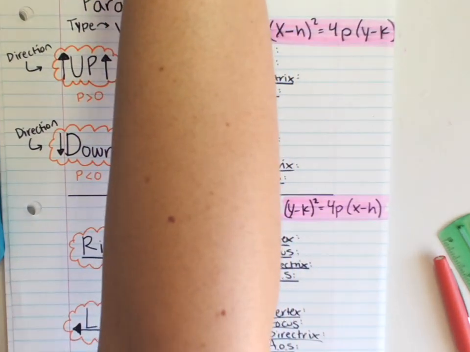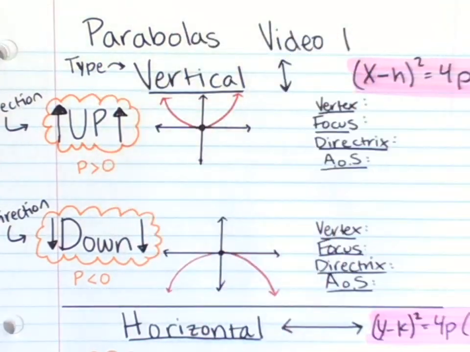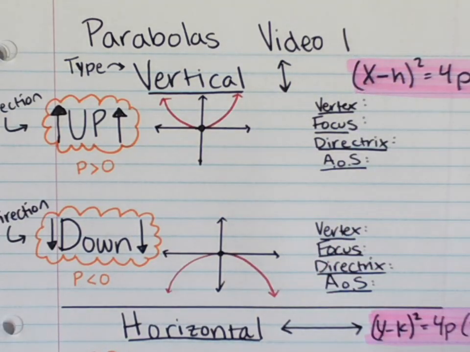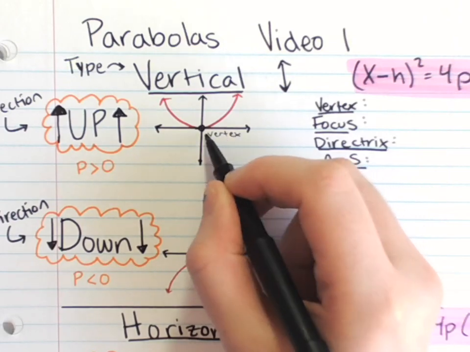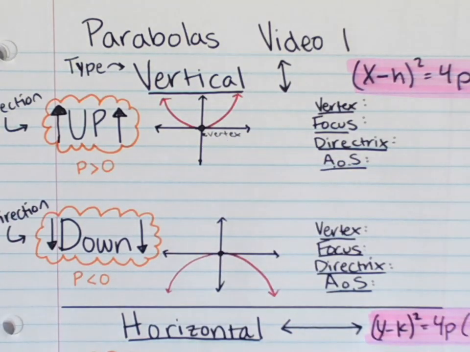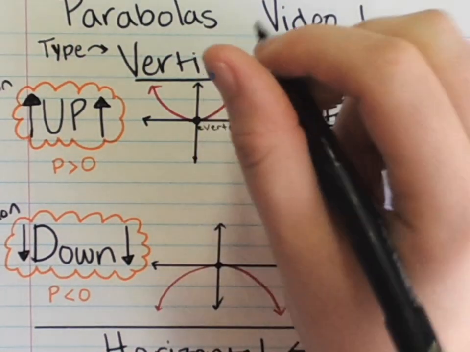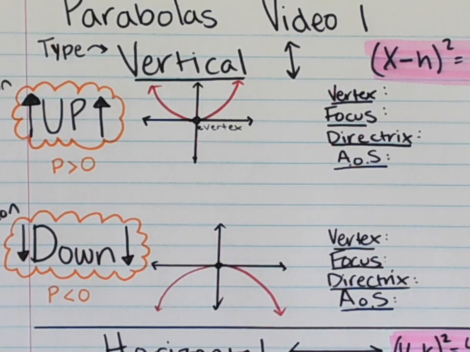So let's start with a parabola that's facing up. It's missing a little bit of a diagram, so we're going to fill in all the pieces together. We've got a vertex right there. Let me zoom in a little bit more. The vertex is the lowest point or highest point, or the point at which both tails of the parabola meet each other.